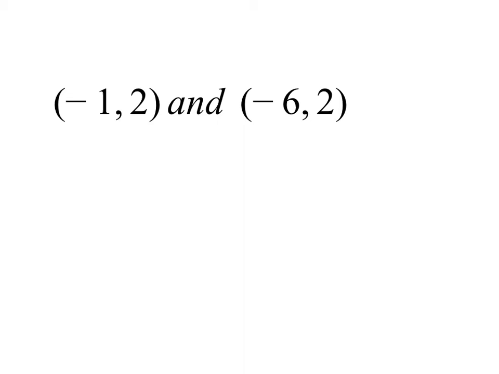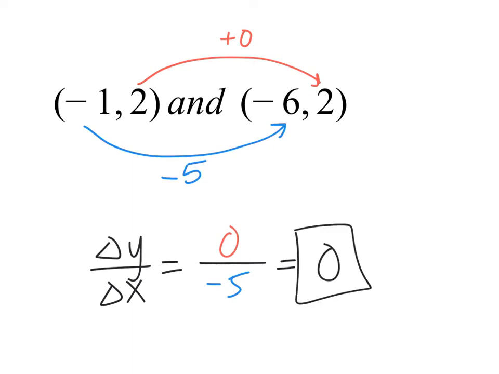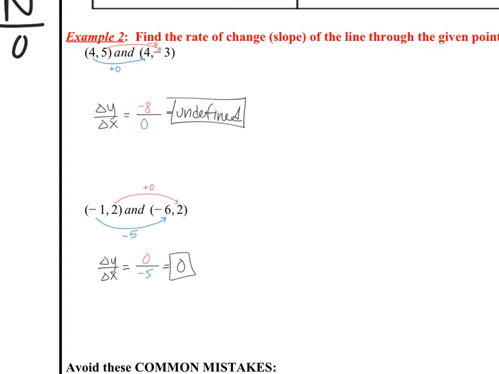Okay, one more. Again, let's find our change in y values first. Change of 0 from 2 to 2. And to go from -1 to -6, it subtracts 5. So my change in y over change in x is 0 over -5. 0 divided by anything is 0. So that's my slope. So that first one would get you an undefined slope. The bottom one would get you a slope of 0, which means that it's a horizontal line.